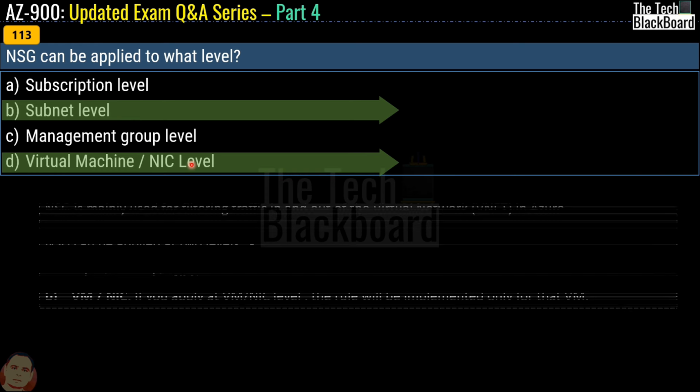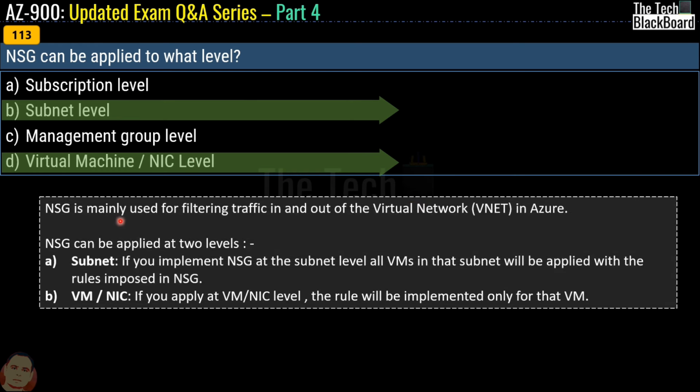Now let me give you a little bit more detail on NSG. So NSG is majorly used for filtering traffic in and out of the virtual network in Azure. And as I just showed you, NSG can be applied on 2 levels. The first one is subnet. So if you implement NSG at subnet level, all the virtual machines in that subnet will be applied with the rules imposed in the NSG.